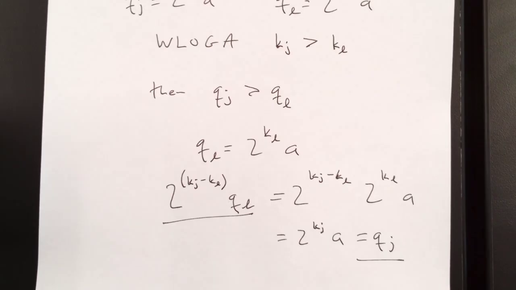So if I had 12 in there, that's 2 to the second times 3. If I have any other number that's divisible by 3, that's the one I'm going to use.